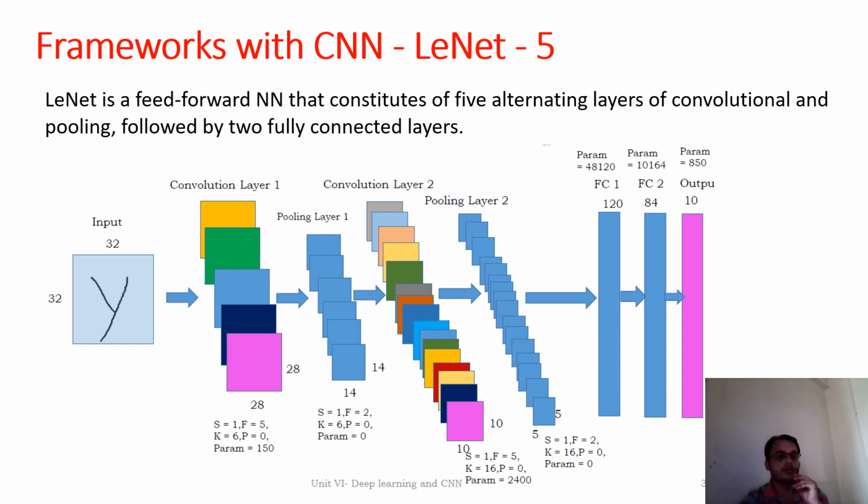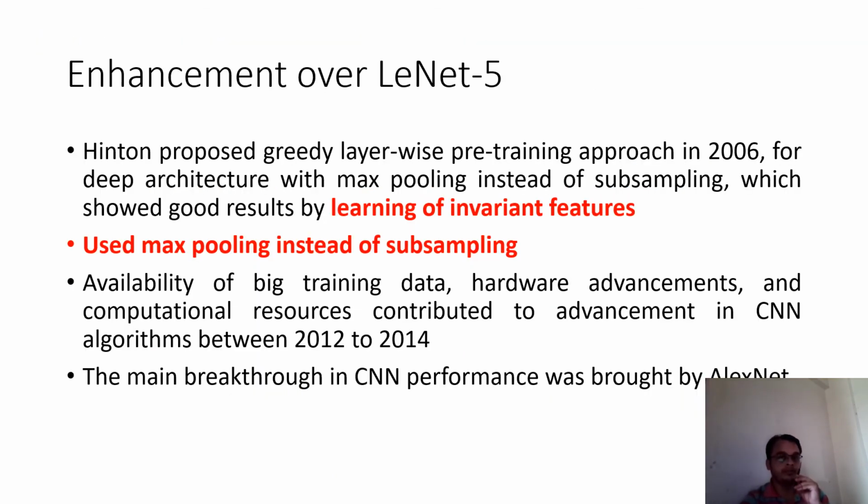How the network was developed: it was the first 5 layer network. So layer 1, layer 2, layer 3, layer 4, and these are the fully connected layers. In this way a 5 layer network was developed by the CNN based on LeNet. Though it was popular, there were some issues and some challenges.